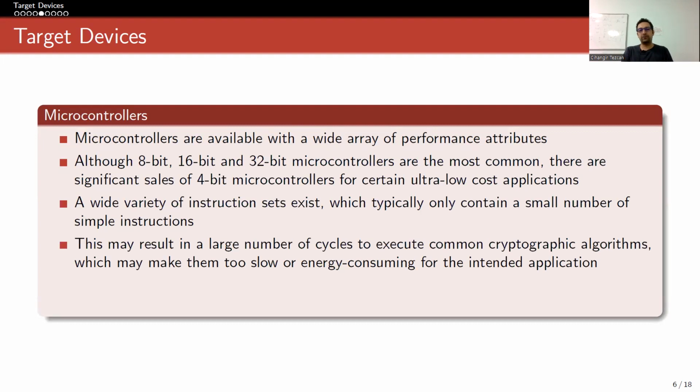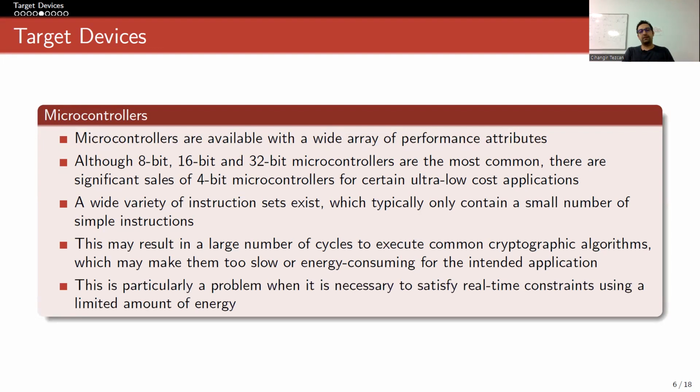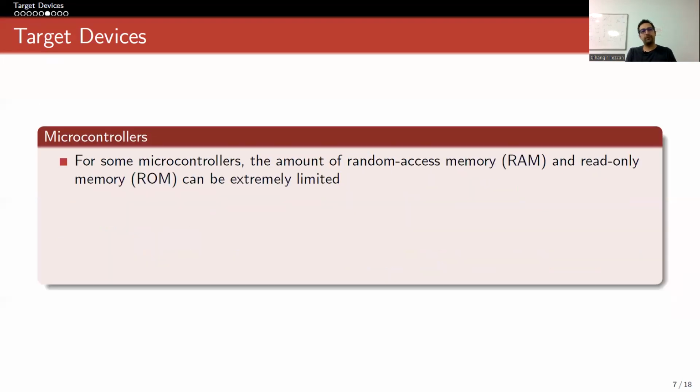This may result in a large number of cycles to execute common cryptographic algorithms, which may make them too slow or energy consuming for the intended application. This is particularly a problem when it is necessary to satisfy real-time constraints using a limited amount of energy, because especially in IoT devices, sensors sometimes produce and send data very fast. Maybe in a second they want to measure something 100 times and send it, right? So you need to make it fast, but also not very energy consuming so that the battery can last.